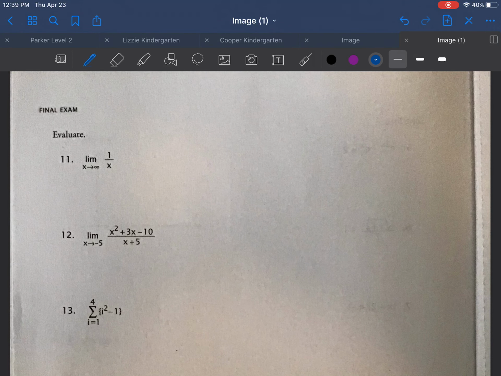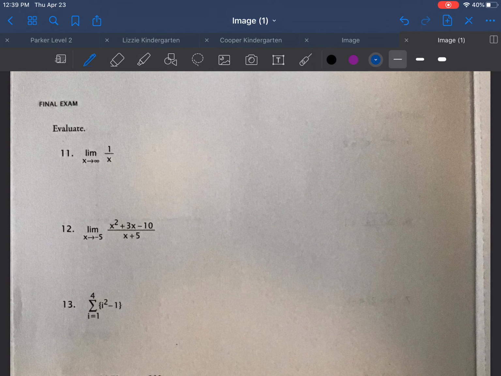Okay, here we go with part 2 of the review. Hopefully it will work this time. Looking at these, we're going to evaluate the limit. I know you've just learned these, and that's okay. We're just looking at the basic idea.